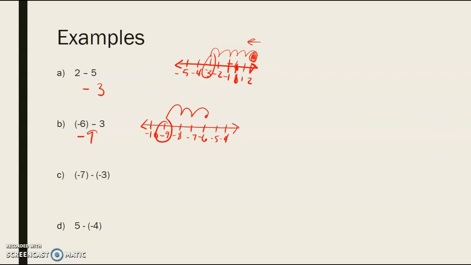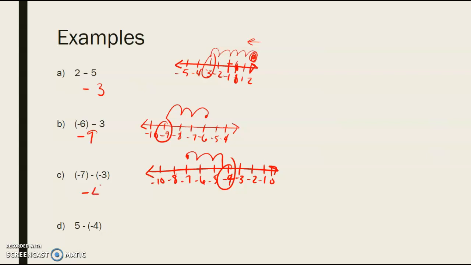Alright, so then here, negative 10, negative 9, negative 8, negative 7, negative 6, negative 5, negative 4, negative 3, negative 2, negative 1, 0. Alright, so we're starting at negative 7. Now the minus tells us that we're going to go to the left, but then we hit the negative 3, which tells us to change direction. So where we were going to the left, now we're going to go to the right 3. 1, 2, 3. And our answer would then be a negative 4.